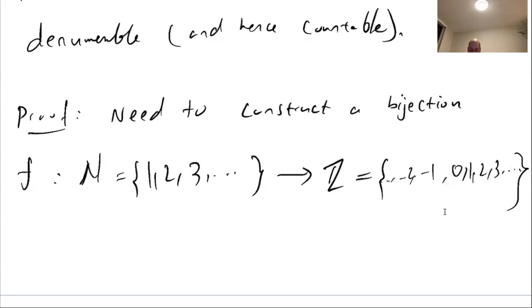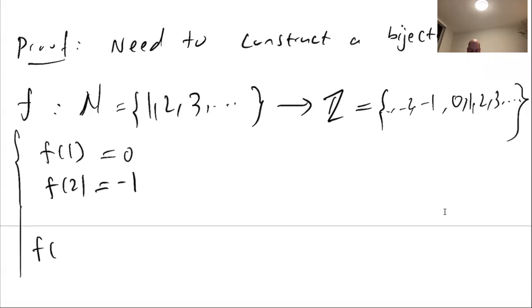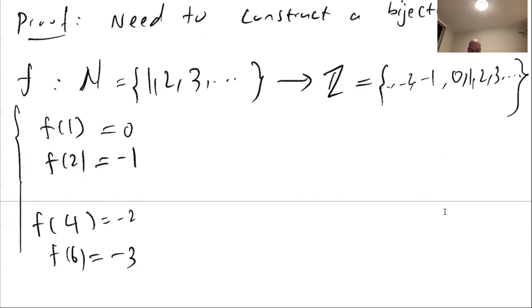How about that? So f of 1, I'll define as 0. The first element of N, let's map it to 0. F of 2, let's say, for example, negative numbers: even integers I map to negative numbers. So f of 2, let's say -1. F of 4, -2. F of 6, -3, and so on.